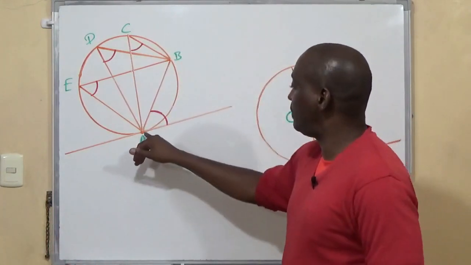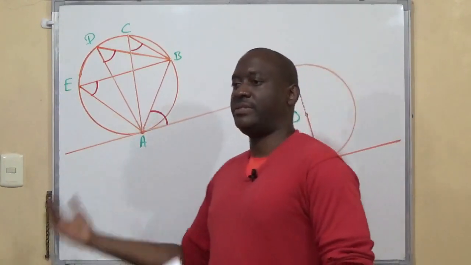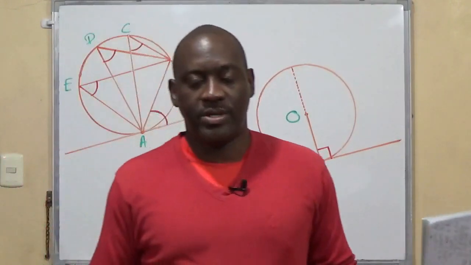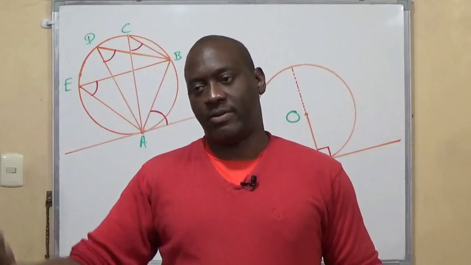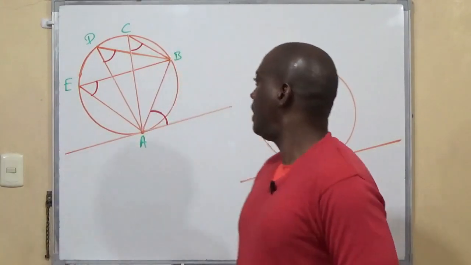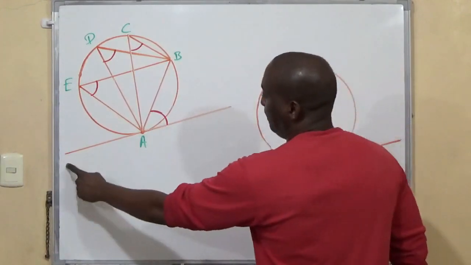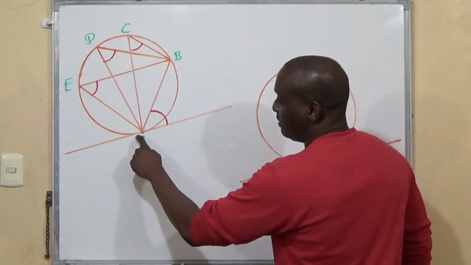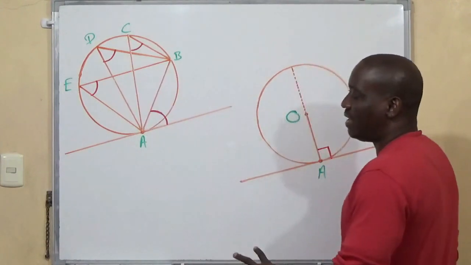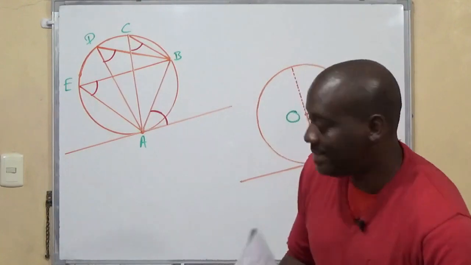This is what we refer to as the point of contact. At higher levels of mathematics, we refer to it as the point of tangency. Same difference. So again, as always, don't get so caught up in the vocabulary that you lose the meaning. So what does that mean? Well, in this case, we have the tangent here at the point A. This is the point of contact, and we have the chord AB. AB is a chord. So the angle formed is this angle here.